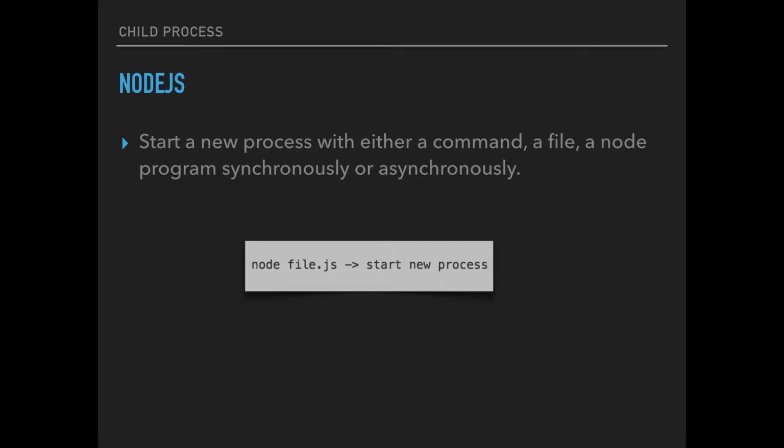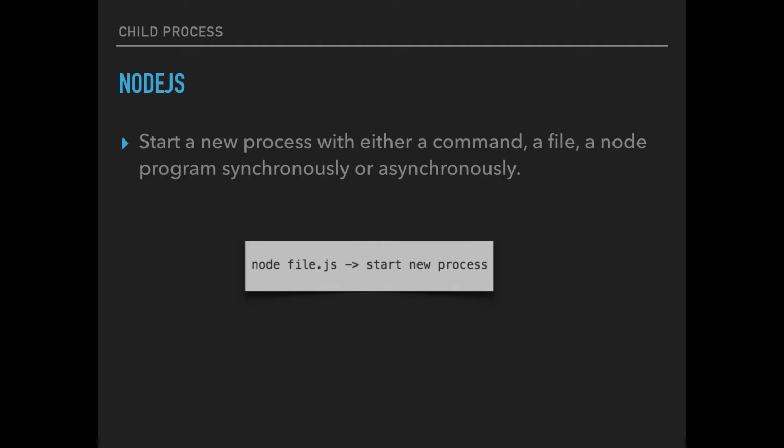When you call Node and you provide a file that you'd like to run, what you're effectively doing is starting a new process, and this process will make available some resources, an environment for the program to run, and your program can use these resources to do its tasks. So what this module essentially allows you to do is to start these new processes while your program is running.